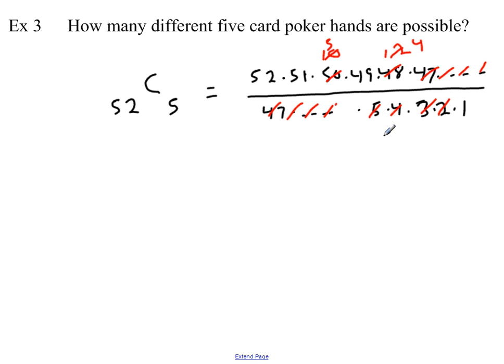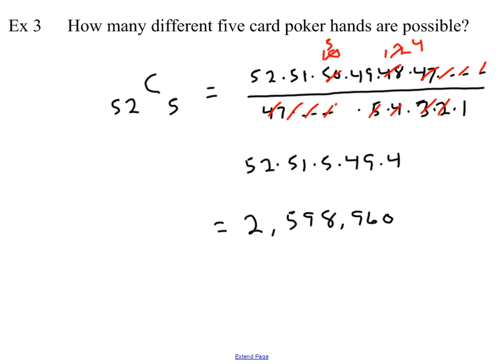So you may notice everything on the bottom simplified. That will always happen. You'll always be able to simplify everything on the bottom. You'll always get an integer answer for this. And if you don't want to simplify it, use that command on your calculator, or just type it in your calculator. 52 factorial divided by 47 factorial times 5 factorial. Either way you do it, we'll get the same answer. It's going to be somewhere around 2.5 million. Whoops, it's going to be 2,598,960.